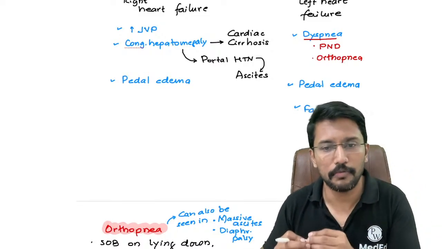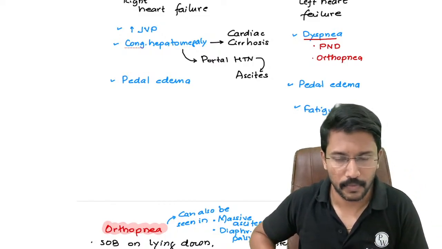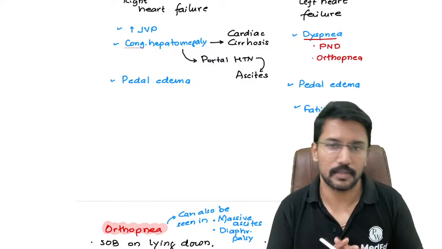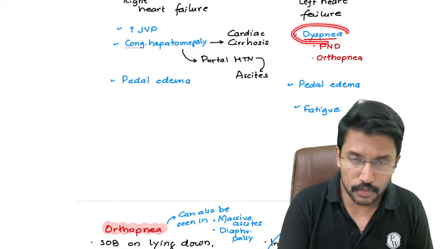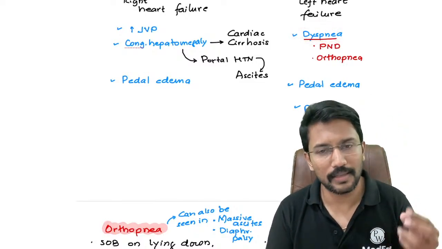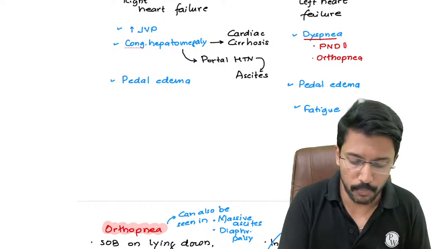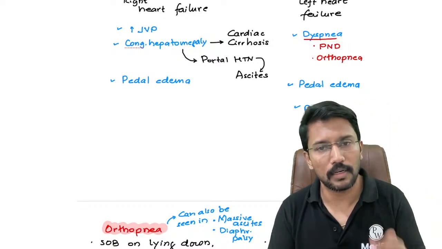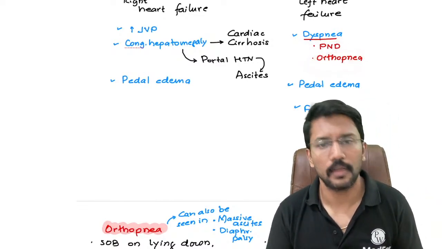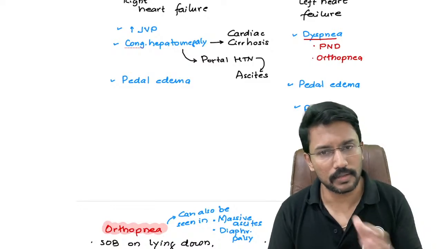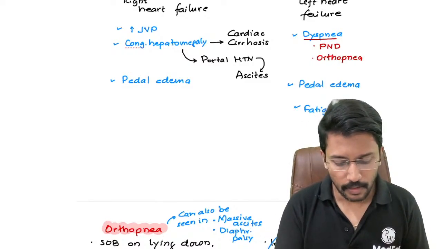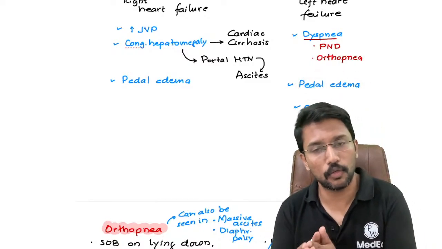So in right heart failure, congestion happens in the liver. In left heart failure, the congestion happens in the lungs. Congestion of the lungs leads to dyspnea or shortness of breath, and there are two subtypes of dyspnea called PND, paroxysmal nocturnal dyspnea, and orthopnea. Those questions can be asked around this. We will address that.